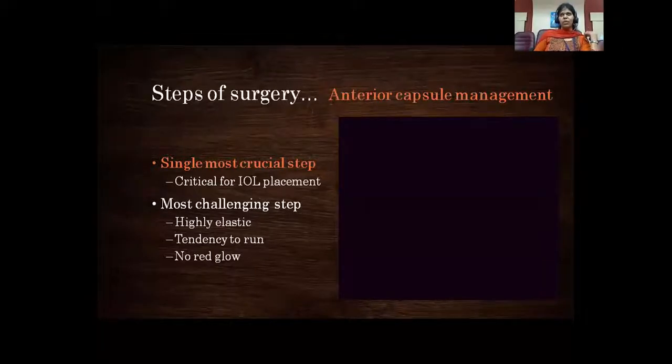You make a small nick with a cystitome. And then you use a capsular forceps called Utrata forceps. It's a very comfortable instrument and you keep grasping and leaving the capsule as you go along, either clockwise or anti-clockwise as per your convenience. So by mastering the art of anterior capsulorhexis in a child using a Utrata forceps, probably you have learned most of the surgery. So the technique is to grasp and re-grasp.